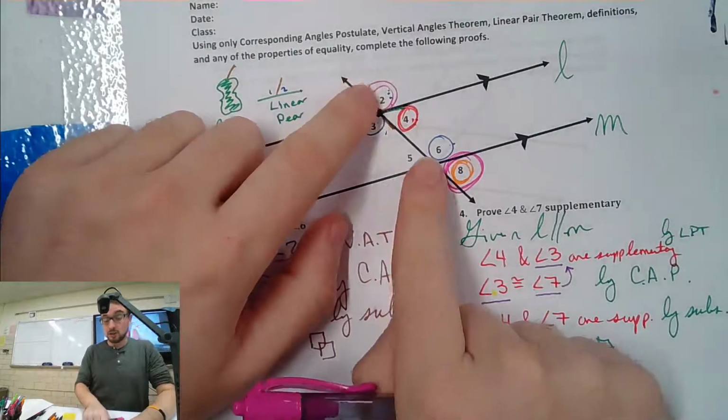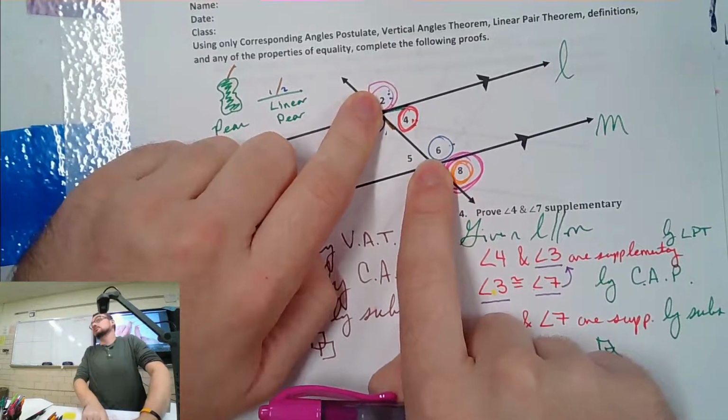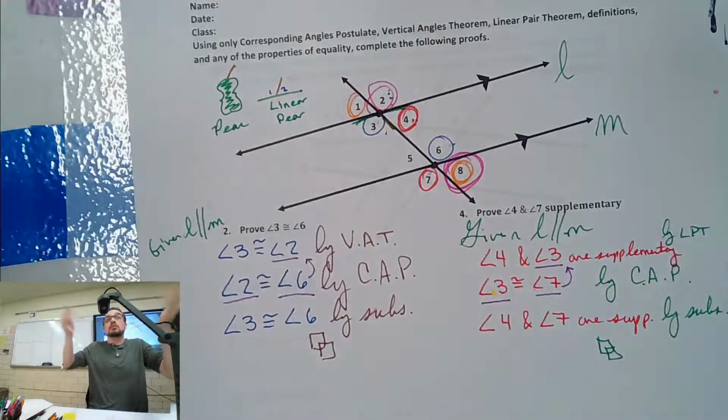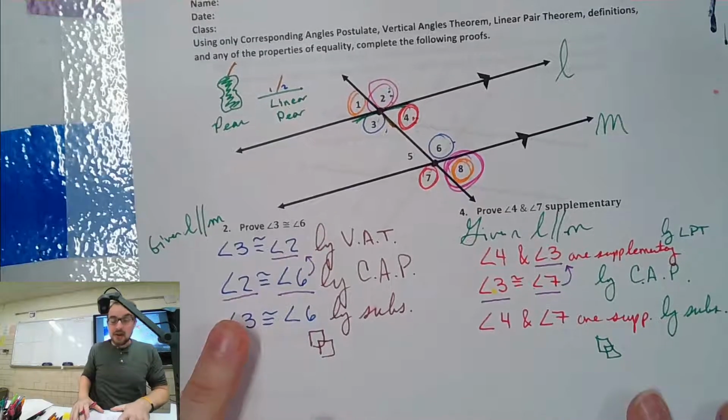You could say 2 and 6 are corresponding, 6 and 8 are supplementary, and switch out 6 for 2. You do you. I'm going to do it the way I did it last time.